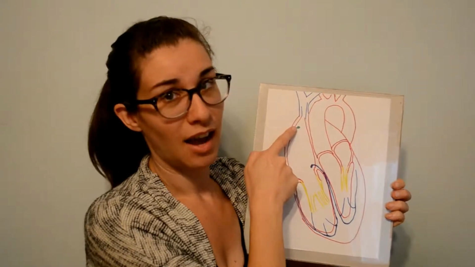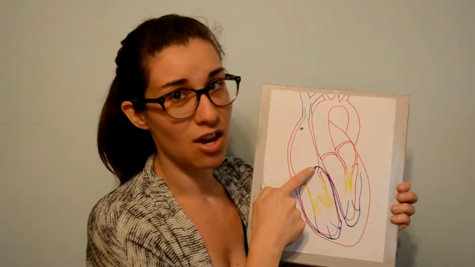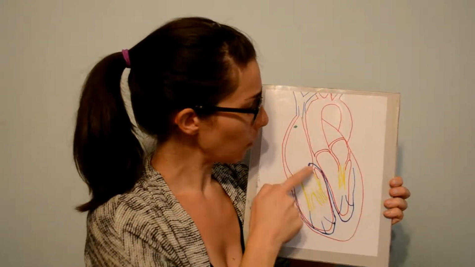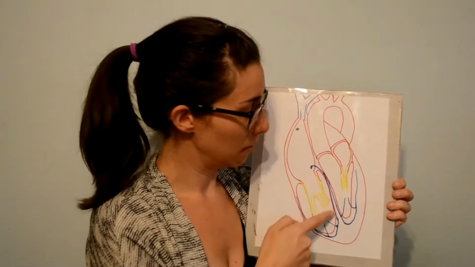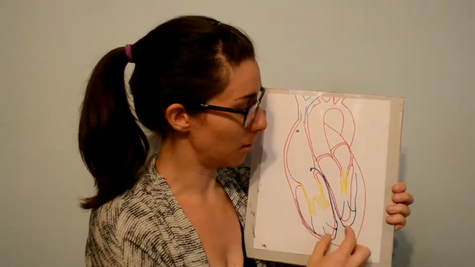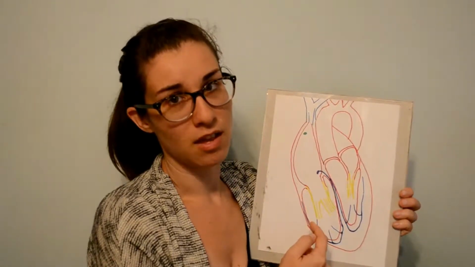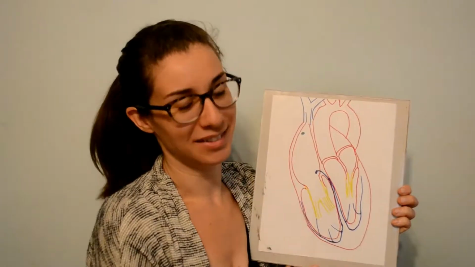In green, that is our SA node. In blue, our AV node. We'll be talking more about those. And then in blue, this is our bundle branch, and then it branches off into two bundle branches down into the Purkinje fibers that come up all along the ventricle. So those are the components that I'm going to be focusing on today and how they all work. It's going to be so much fun.